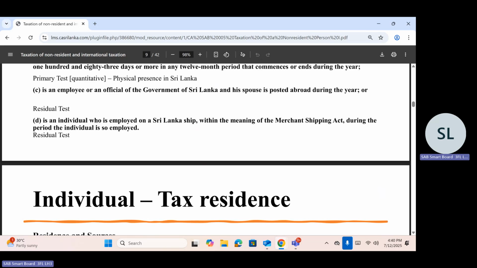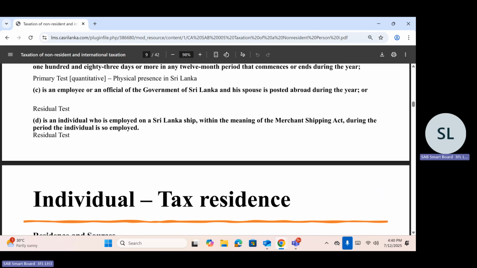is an individual who is employed on a Sri Lanka ship. Whoever is employed on a Sri Lanka ship. A Sri Lanka ship means a ship registered under the Merchant Shipping Act in Sri Lanka. Any individual employed on such a ship for that particular period is treated as a resident individual for Sri Lanka tax. Any individual employed on a ship registered under the Sri Lanka Merchant Shipping Act is also treated as a resident individual for Sri Lanka.